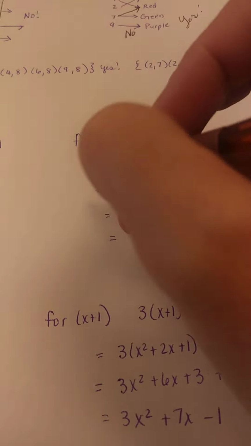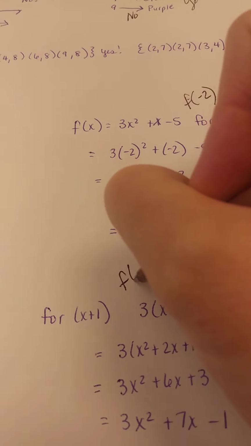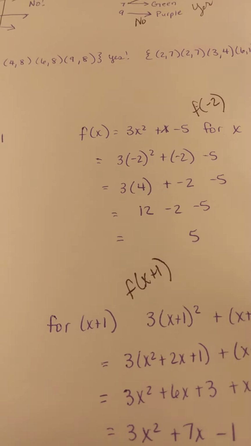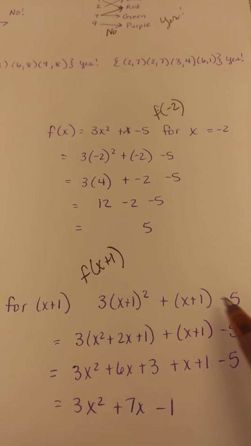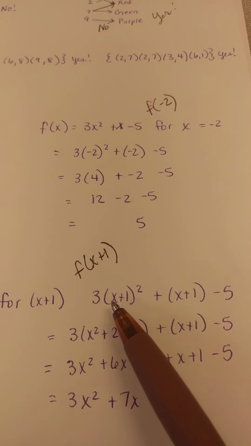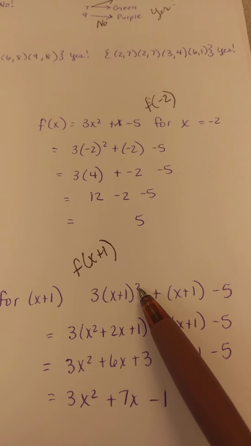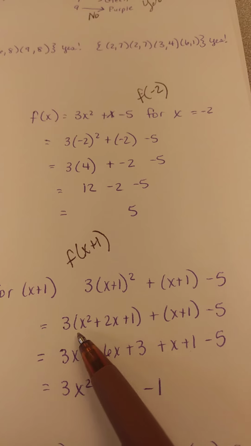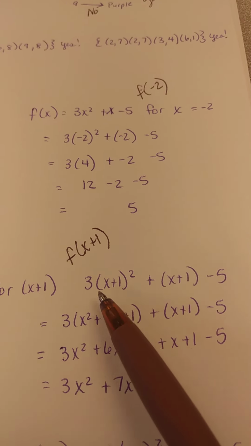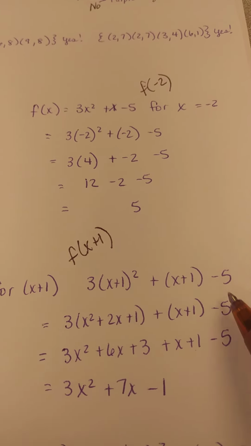All right, now I did f of x plus 1. So I put in an x plus 1. This one takes a little more work because, again, the parentheses matter. That means x plus 1 squared, which is x plus 1 times x plus 1, which is x squared plus 2x plus 1. And then these bits just stay the same.